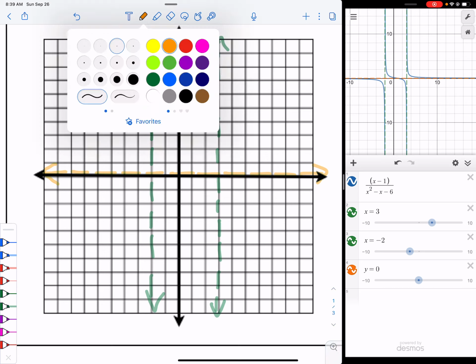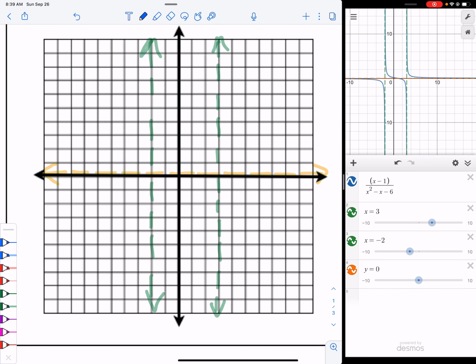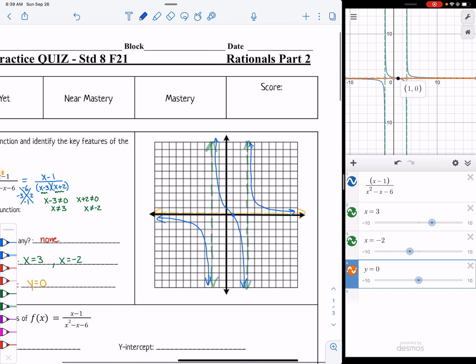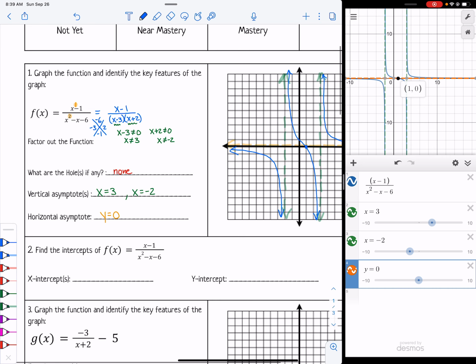And then just sketch in the branches. So I see we have a branch over here. We have one up here at the top corner. And then in the middle, it looks like it crosses through and touches at 1. And kind of looks like that. So that would make a nice graph of our function. And that's everything we need for number 1.